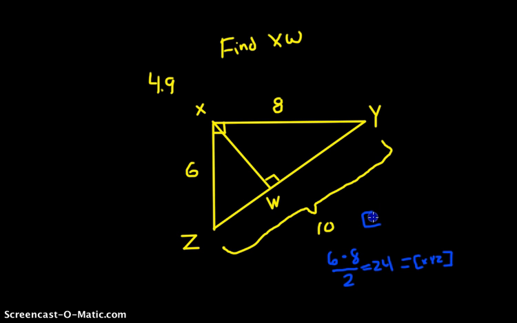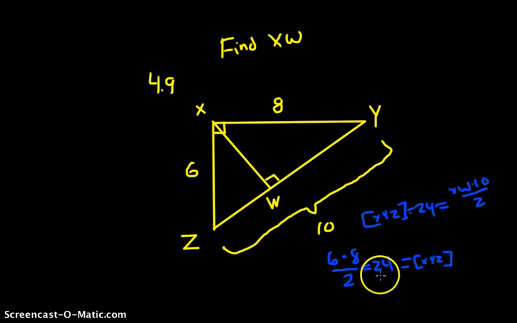So now the area of XYZ is equal to 24, and that's equal to XW times 10 over 2. The reason is that this is the same triangle no matter which way you look at it, whether this is the base or this is the base. So this area has to be the same though.